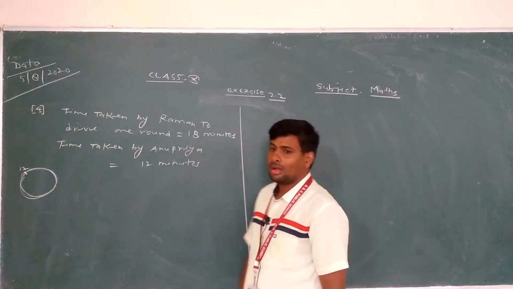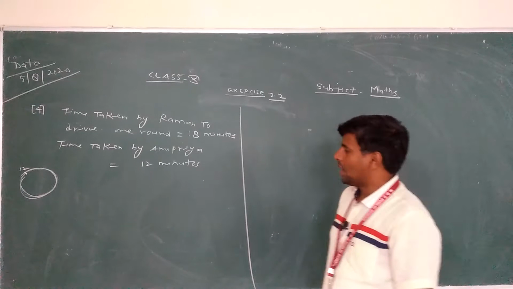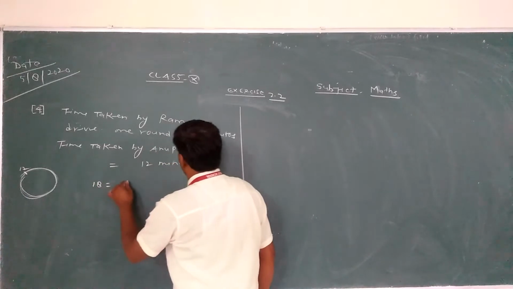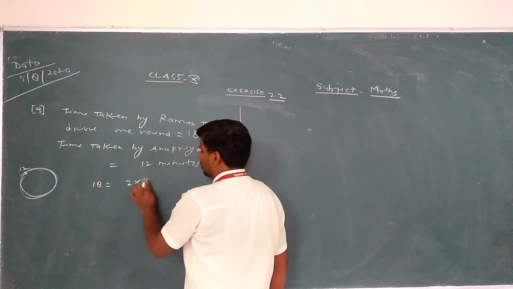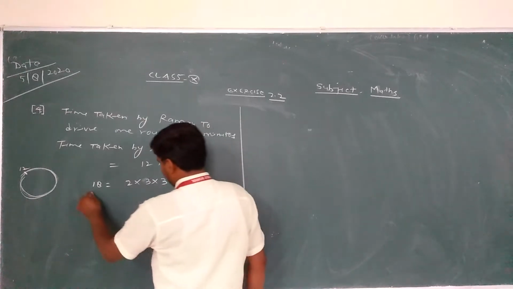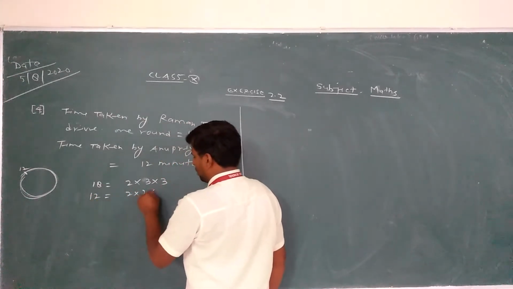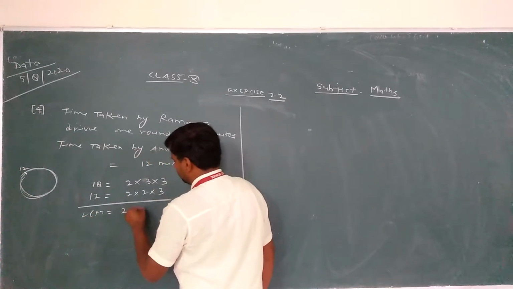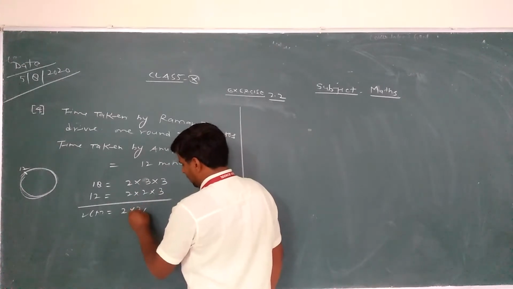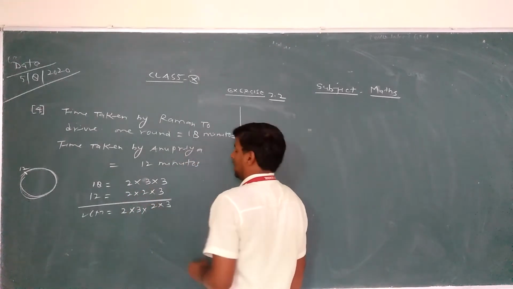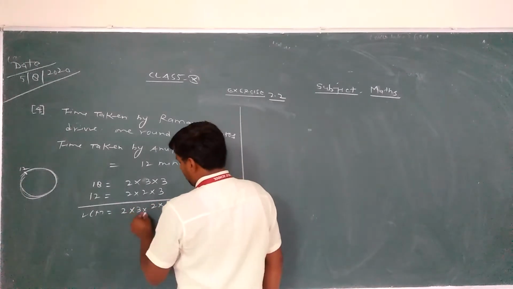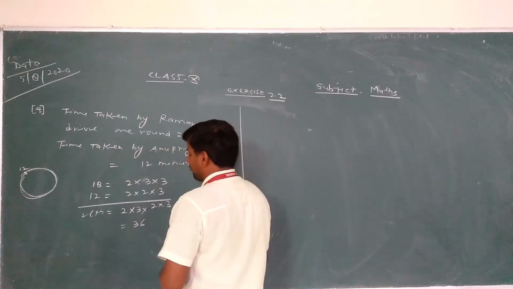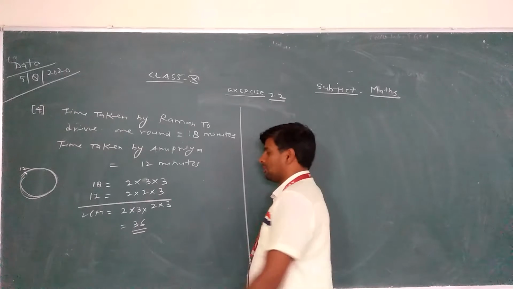So in this question, we need to find the LCM. How can we find the LCM? Prime factors of 18 are 2 into 3 into 3, and of 12 are 2 into 2 into 3. So we take the LCM: 2, then 3, the remaining 2 and 3, so 2 into 2 into 3 into 3. What is the LCM? That is 36.